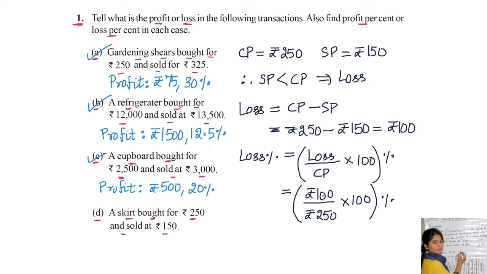Now if you will see, 0 and 0 can be cancelled out. In numerator we have 10 and denominator 25. So 5 2 times is 10 and 5 5 times is 25, right? 5 20 times is 100. Now we will multiply this two. We will get final result as 40%.